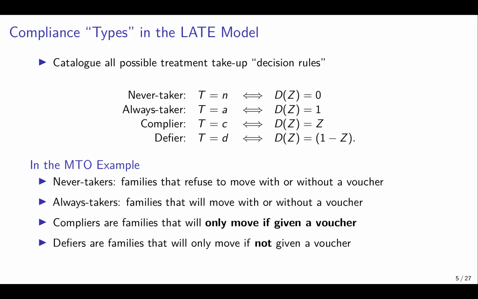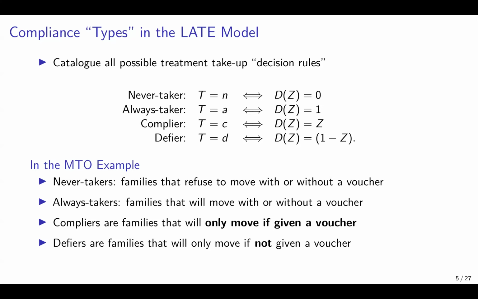To go further, we're going to need to introduce a little bit of notation and terminology. On the previous slide, I was referring to different types of families, and I referred to them based on the way that they behave when they see a certain treatment offer. If you give them a voucher, what do they do? If you don't give them a voucher, what do they do? What we're going to do now is catalog all possible treatment take-up decision rules.